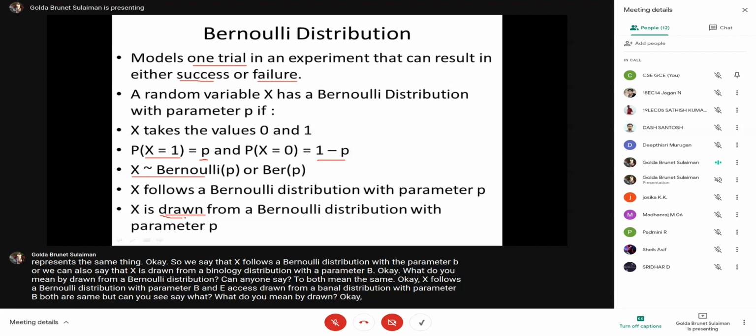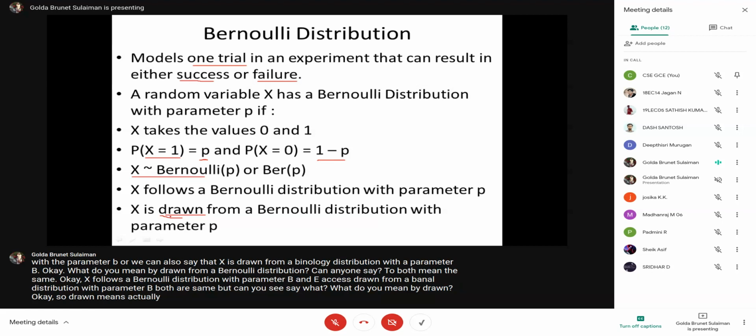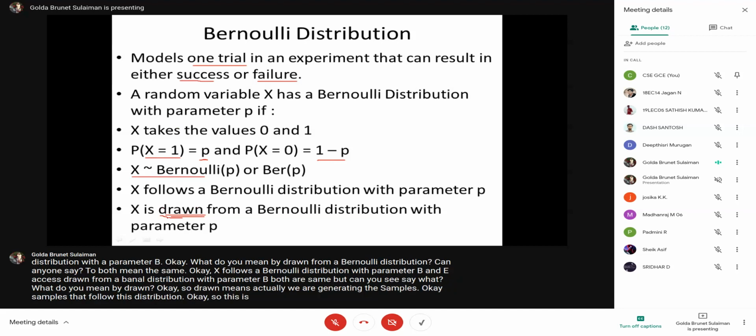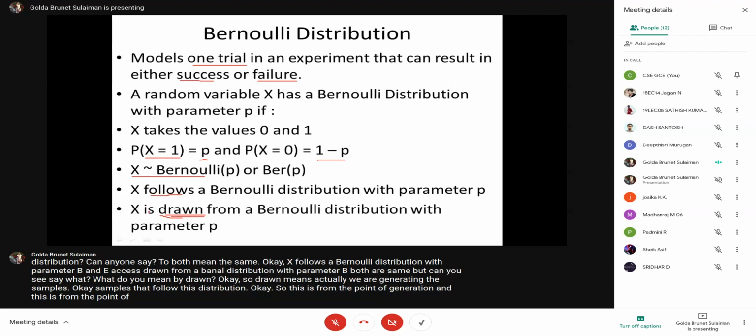Okay, so drawn means actually we are generating the samples. Samples that follow this distribution. So this is from the point of generation, and this is from the point of constructing the distribution.